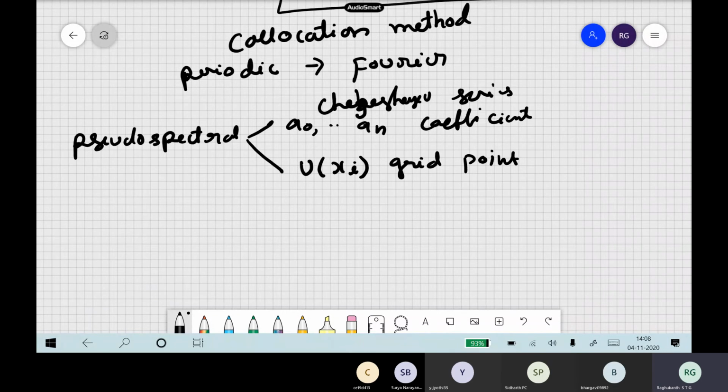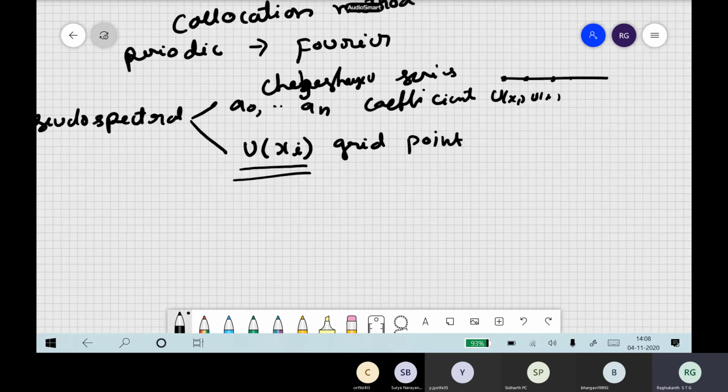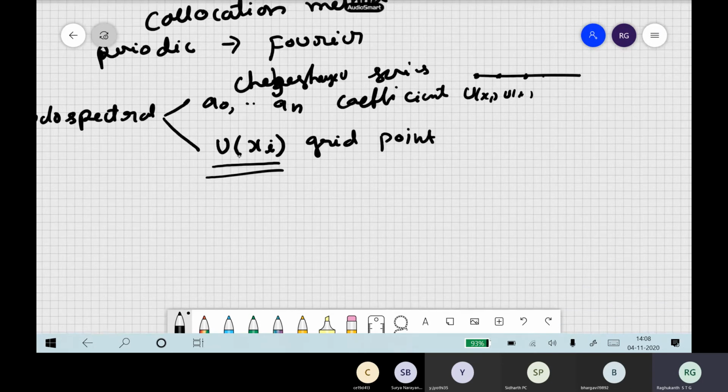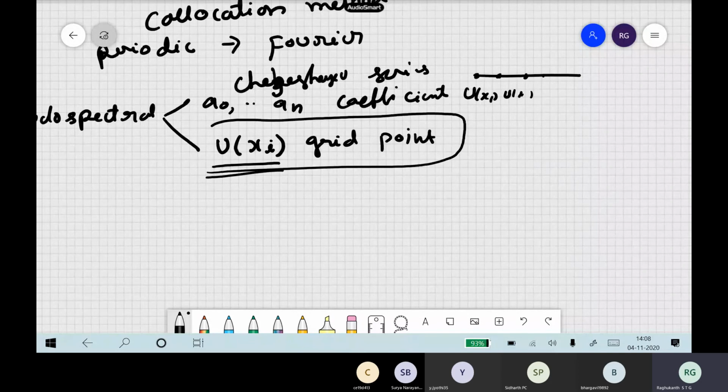Because anyway, how are you finding a naught, a1, all these coefficients? Once again you are minimizing the residual error at these grid points only, and then you are solving for a naught, a1, a2, an. Instead of that, sometimes you can directly take the displacement at these points as the unknown, take the actual x at all these points, and just solve for the grid points. So this way also you can do it, writing directly in terms of the grid points.